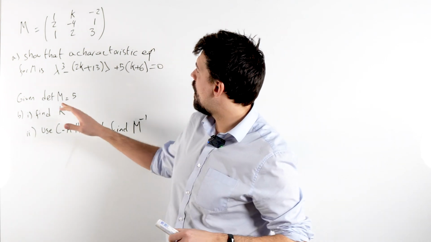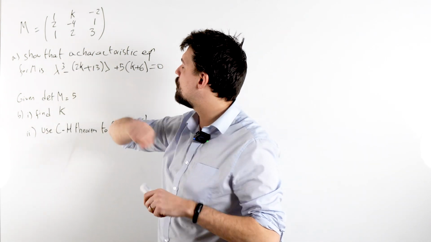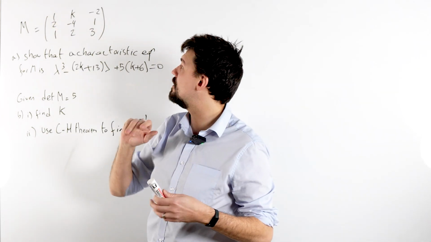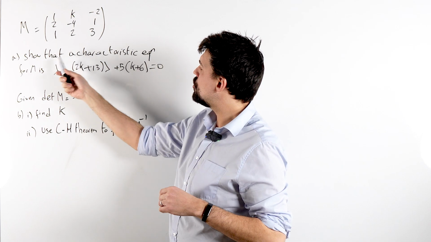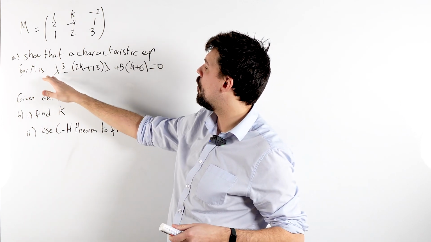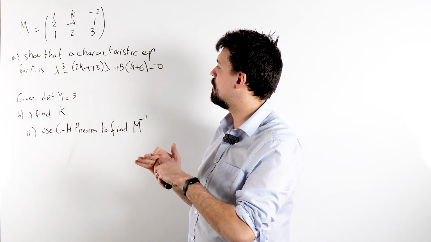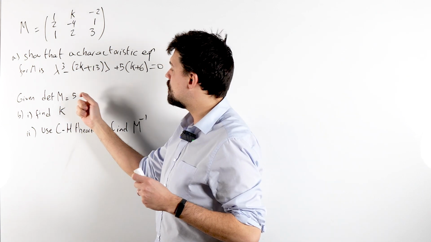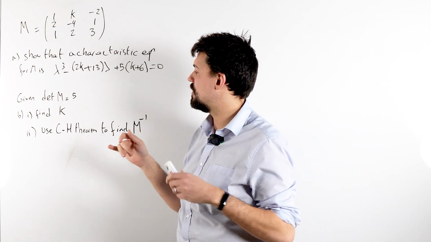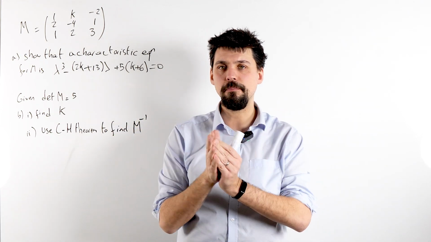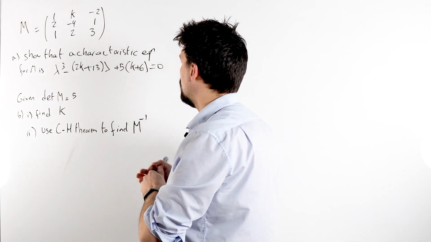What have we got? We have a 3x3 matrix which has some gubbins in it, including a k, which is not brilliant to show with. Show that a characteristic equation for m is this cubic in terms of lambda and k. We're then told what the determinant of m is, find k, etc. All right, well, let's get going.